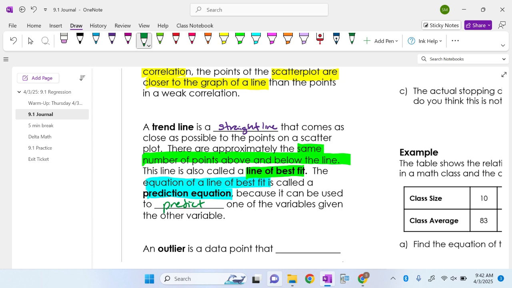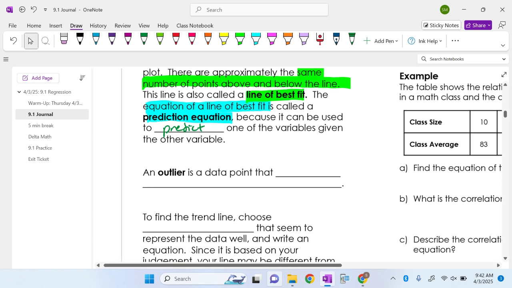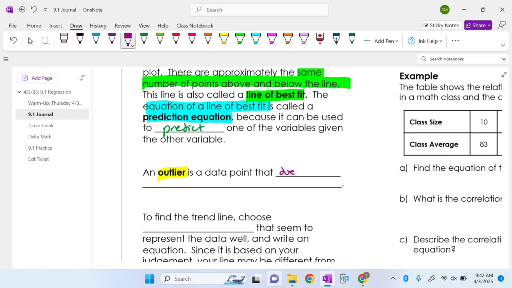Now, on top of that, we have what's called an outlier. Now, an outlier is essentially a data point that doesn't appear to belong to the rest of the data set.